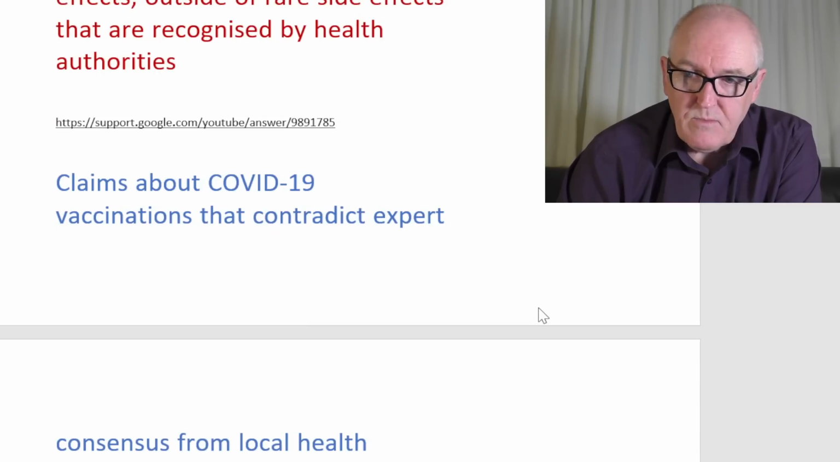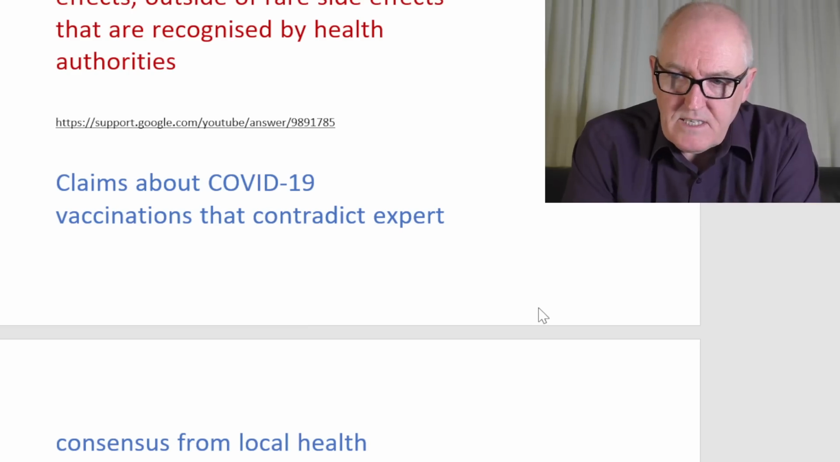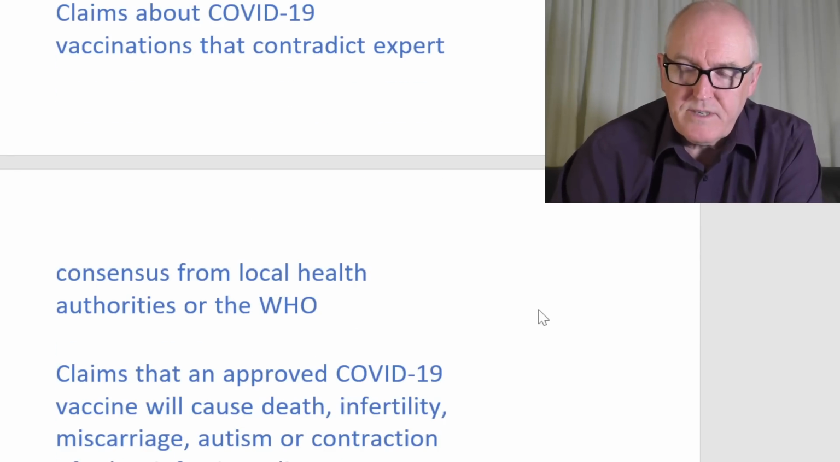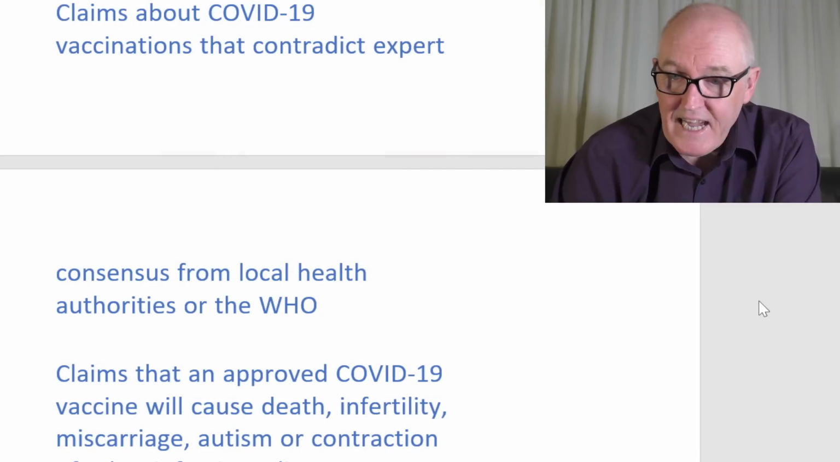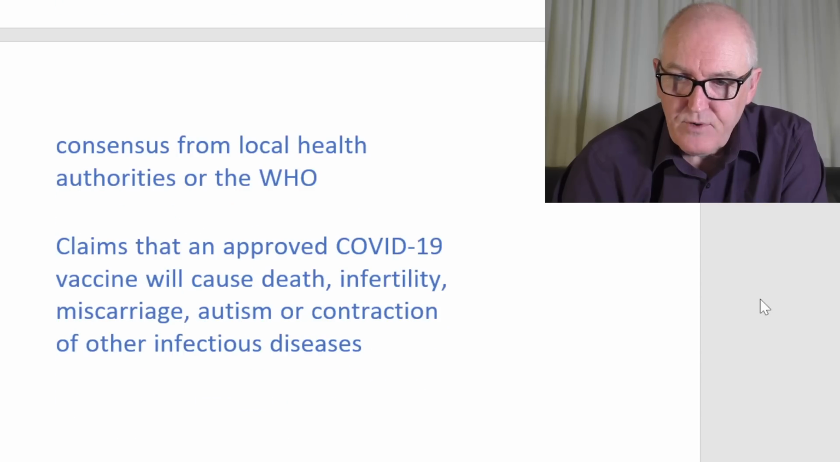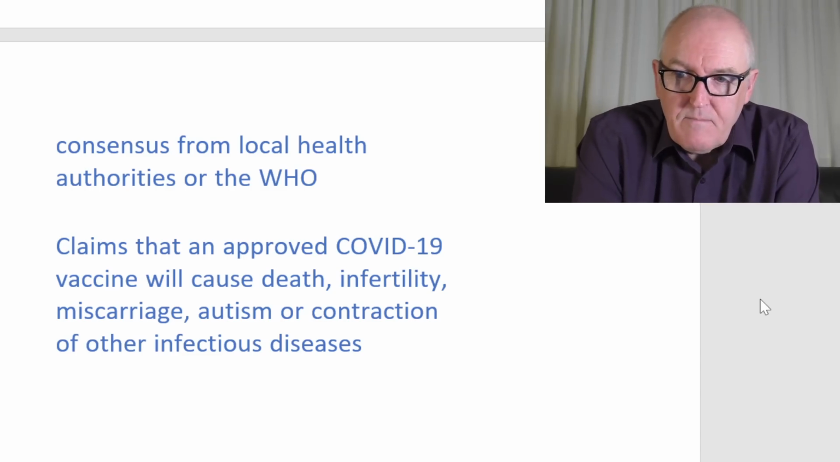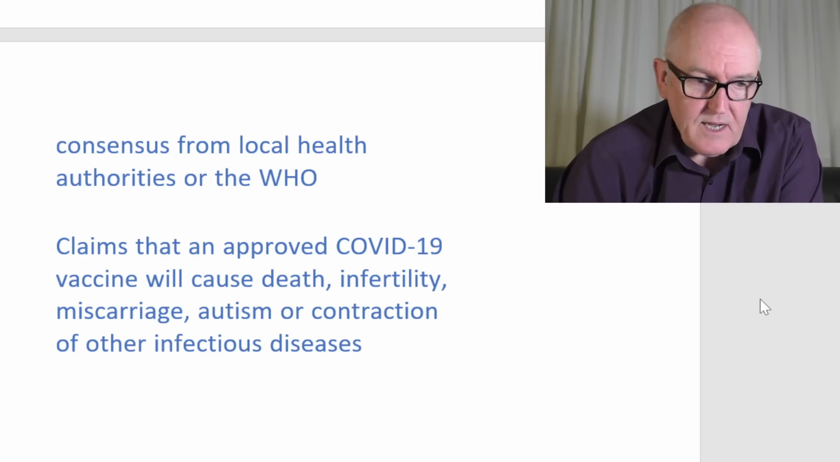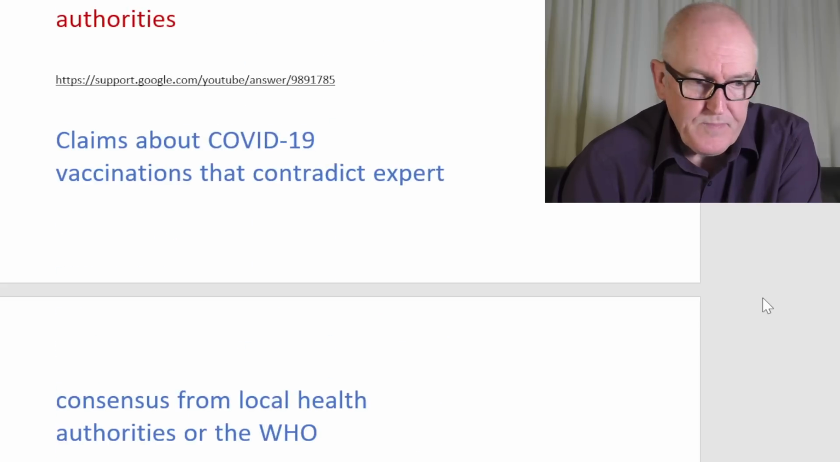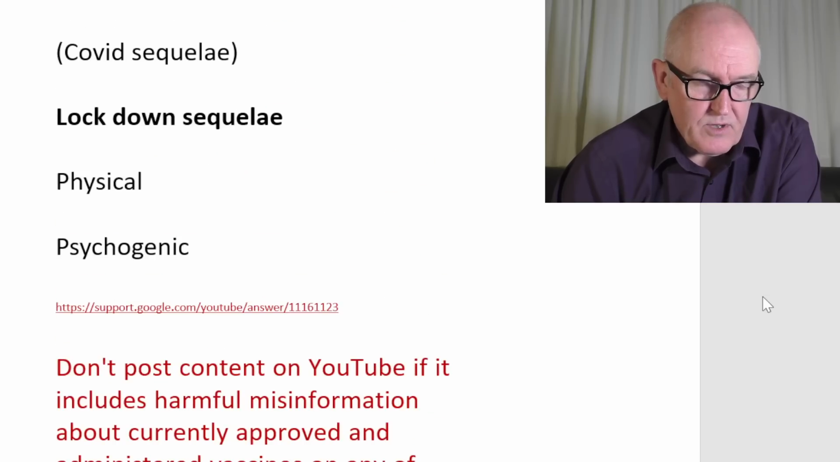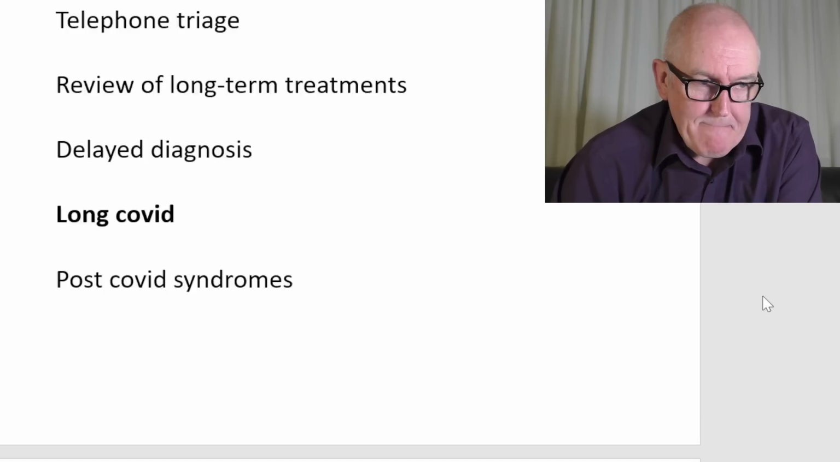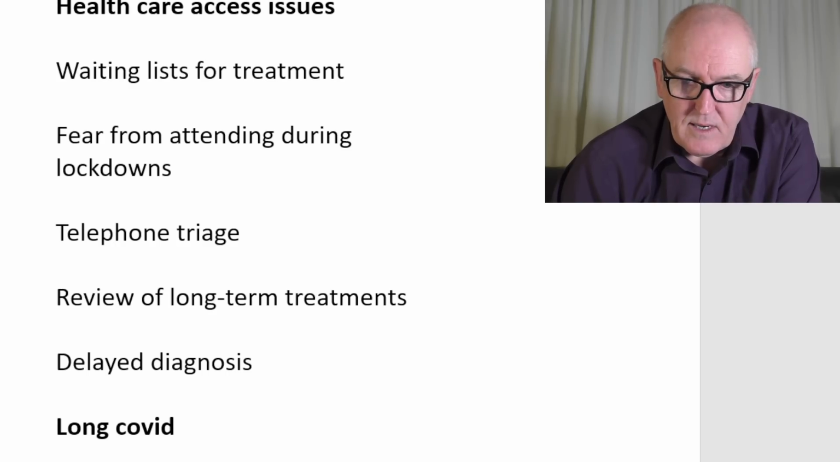And also from the YouTube guidelines, claims about COVID-19 vaccines that contradict expert consensus from local health authorities and the World Health Organization. So we cannot make claims that an approved COVID-19 vaccine will cause death, infertility, miscarriage, autism, or contraction of other infectious diseases. So let me make it clear, I am not making claims of that sort. But we are noting that these are possible causes of the excess mortality that we are seeing. So there we go.